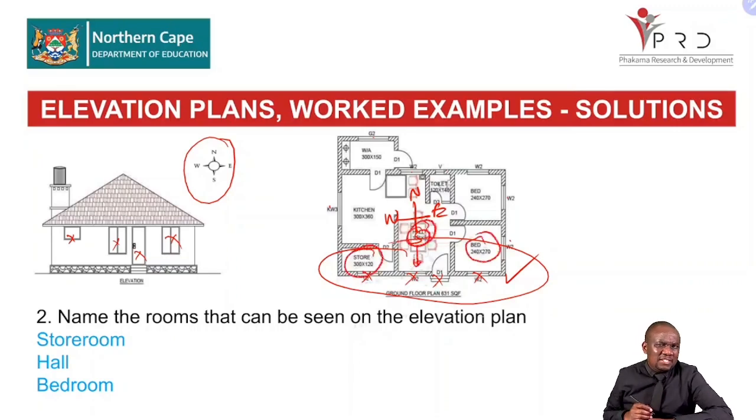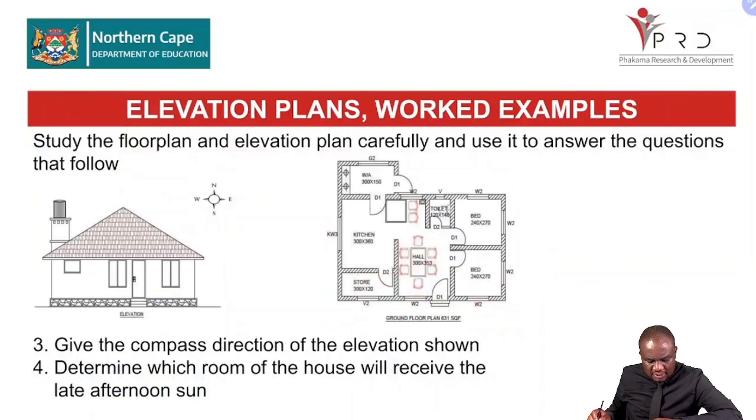So how did I see that? I picked the items that I can see. The windows there, they guided me. Okay, windows on the elevation plan, windows on the floor plan. These things must correspond because they are representing what? The same thing. It's only that the other one is an elevation plan and then the other one is a floor plan. Okay, right.